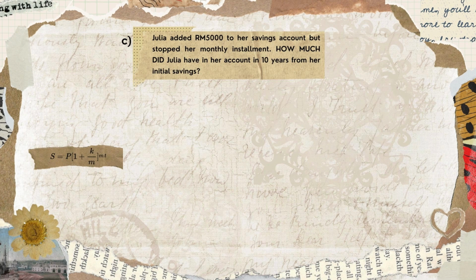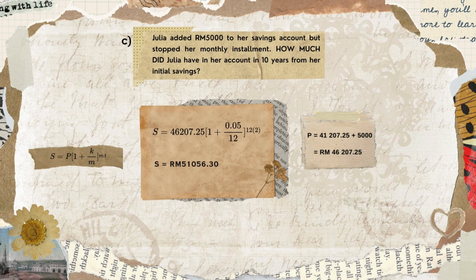Okay, next we move to the last question, C. Julia adds 5,000 to her savings account but stops her monthly installment. How much did Julia have in her account in 10 years from her initial saving? So, first we must find the new savings of Julia. So, we must add 41,209.18 with 5,000 because the question said she adds 5,000, right? So we get the new P is 46,209.18.